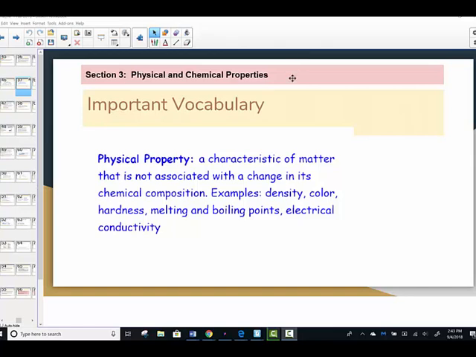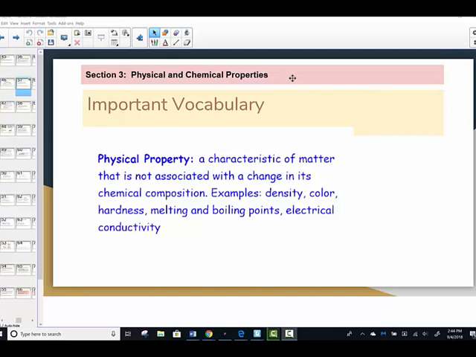Today's lesson is going to pick up with a conversation about chemical and physical properties and chemical and physical changes. This is the third section in our chapter 1. Let's look at this important vocabulary word that I'm showing us together. It's called a physical property.